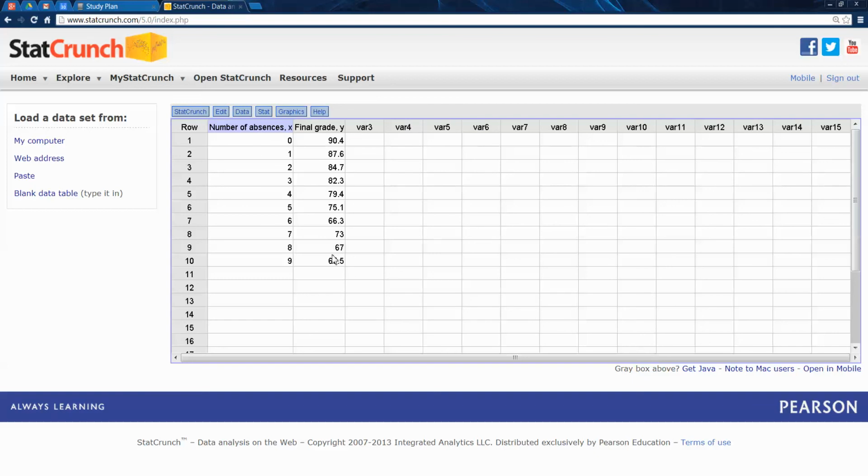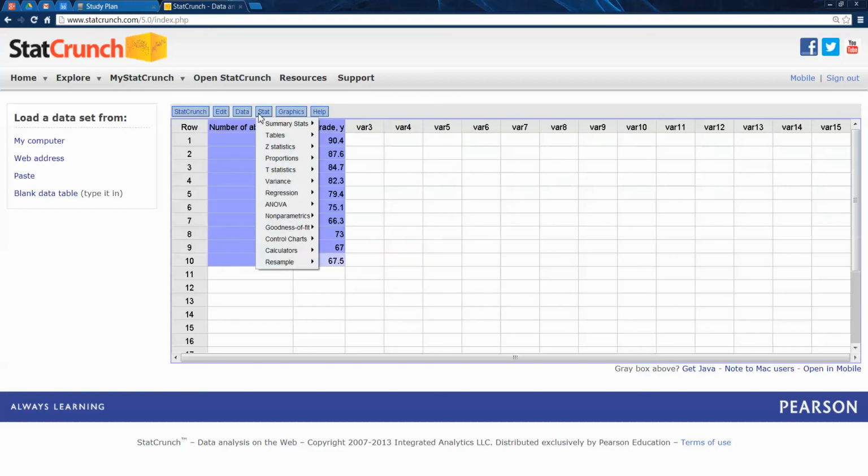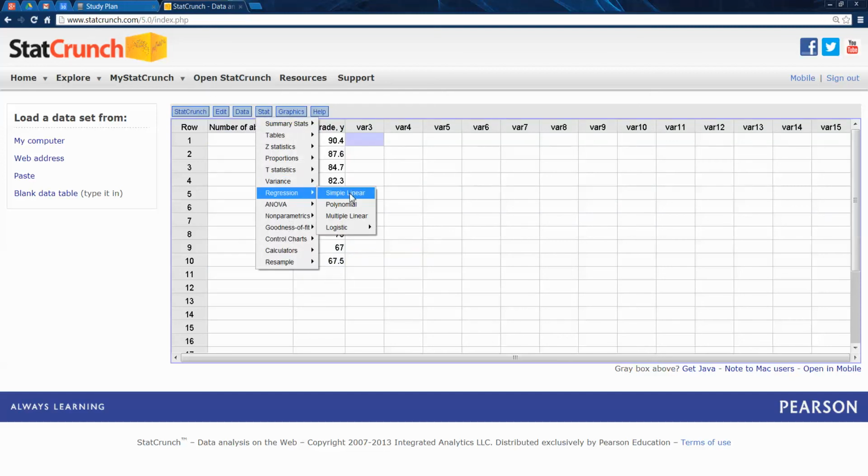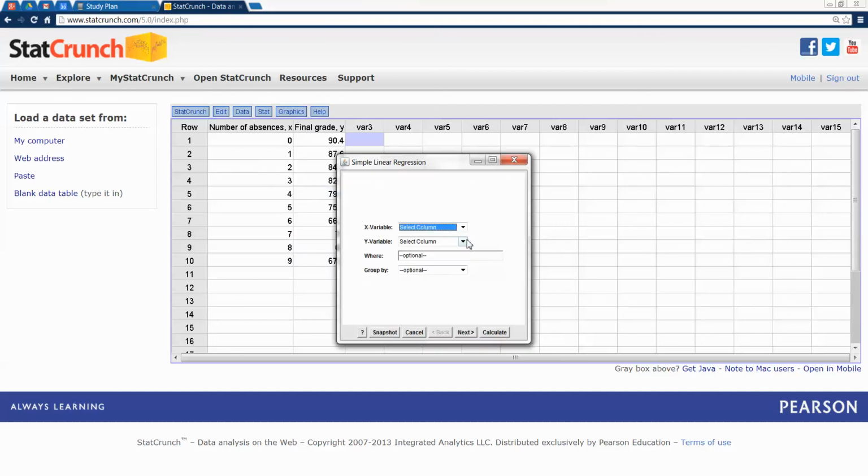All right, so then you go to, let me remind myself, Stat, I think. Yep, Stat, Regression, and you don't have to highlight the data. So Stat, Regression, Simple Linear. All this other stuff is stuff we would do in later chapters, but we're not doing it. Simple Linear, your X column is absences, your Y column is final grade. We have no group by or anything. Next. You can ignore this. This is, again, more of that chapter 14 stuff that we don't get to in this class.